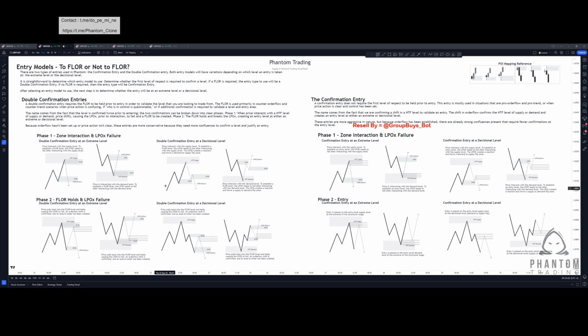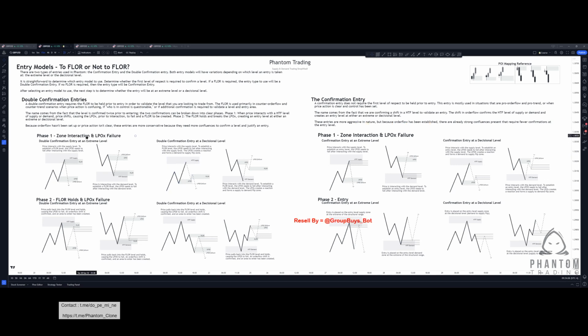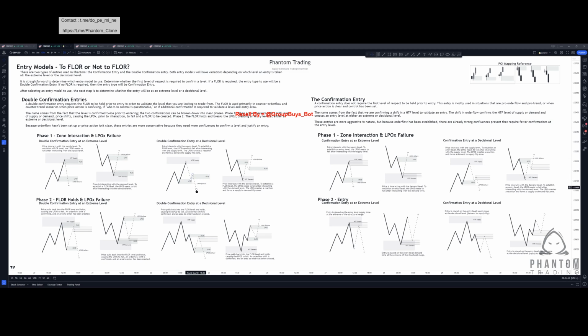So similar example, we have price trading into a higher time frame supply level using phase 1, zone interaction and LPOX failure. What we have is price reacts off of higher time frame supply. We react off of the last point of demand, the initial reaction, the extreme of the reaction leg, and the failure. And what we can see is once the last point of demand fails after interacting with higher time frame supply, we get the establishment of our first level of respect supply level. And we can move on to phase 2, the floor holding and the LPOX failure.